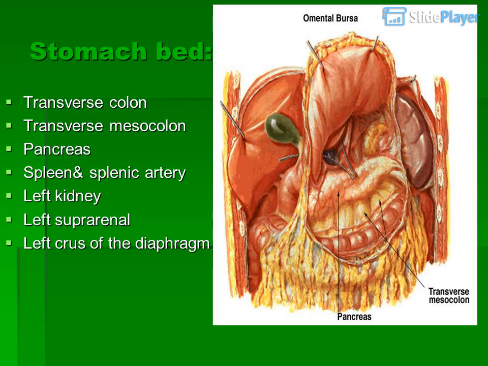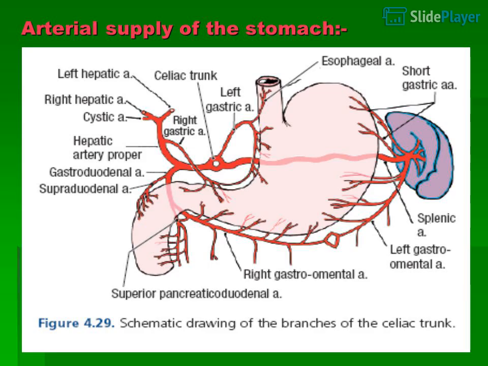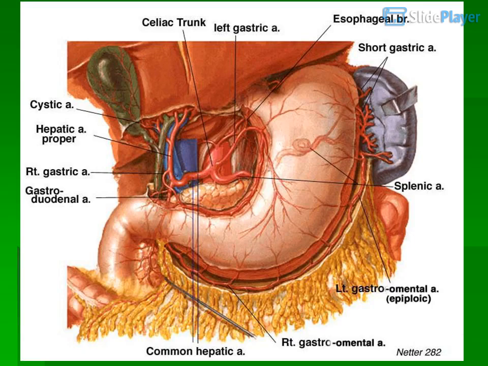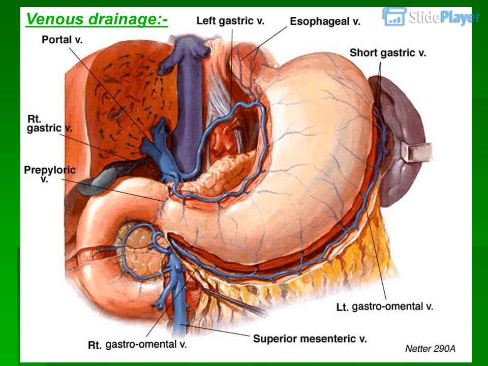Stomach bed: transverse colon, transverse mesocolon, pancreas, spleen and splenic artery, left kidney, left suprarenal gland, and left crus of the diaphragm. Arterial supply of the stomach. Venous drainage.